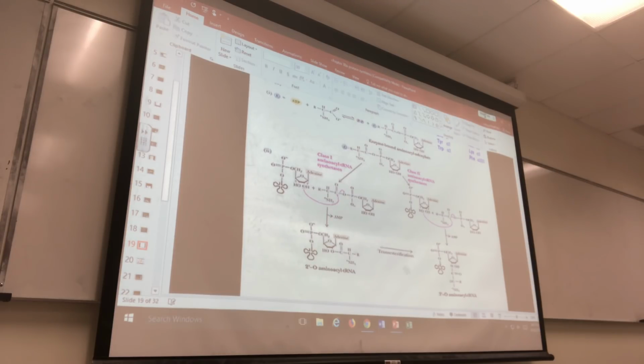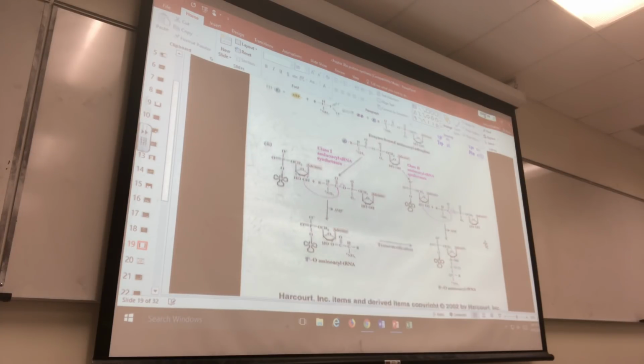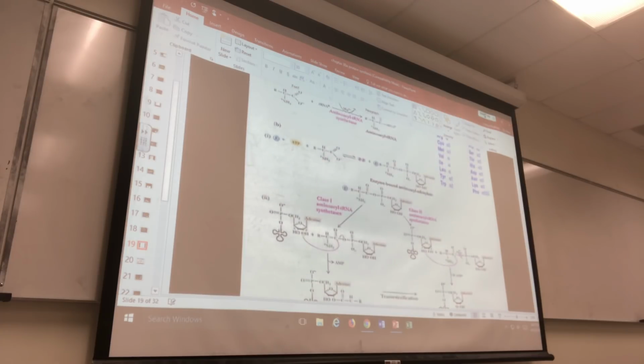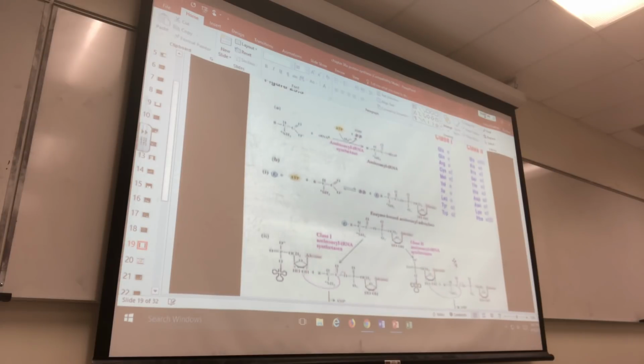Class 1, the second step is called transesterification, which is moving the ester bond from one place to another. Don't worry about that. That's more of an organic chemistry thing rather than a biochemistry thing. So bottom line, there are two different synthetases.